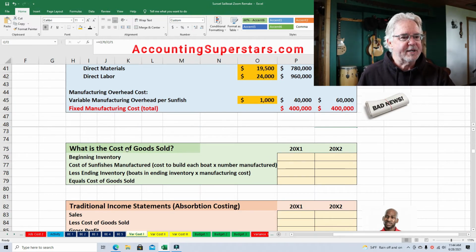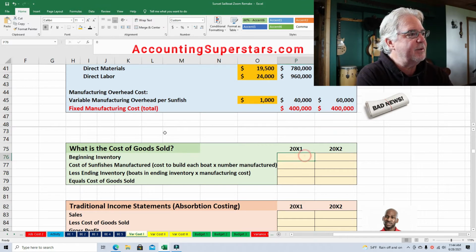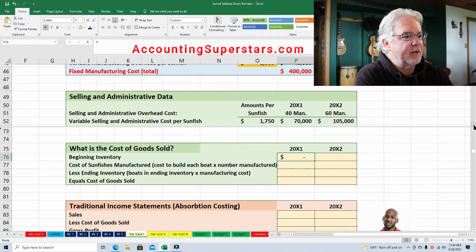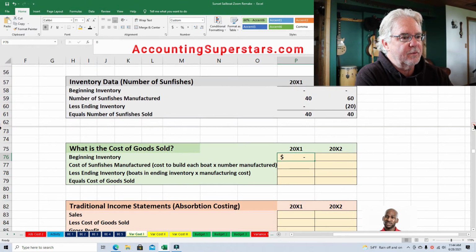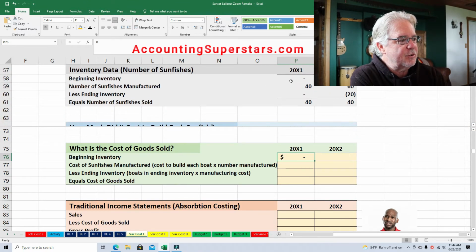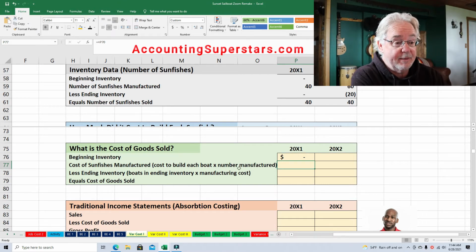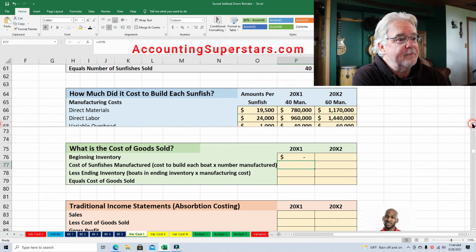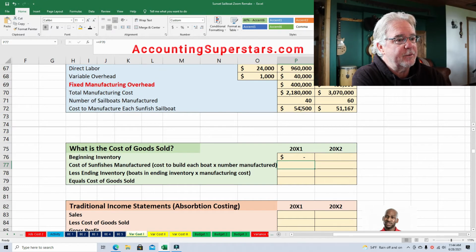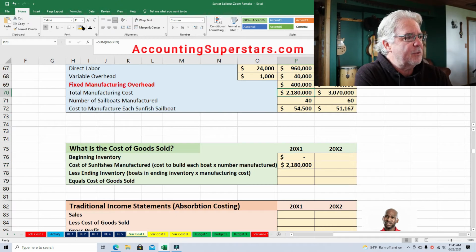All right, so what is the cost of goods sold? Well, the beginning inventory was 0. Let's go to this chart here to help us out. So beginning inventory was 0. Cost of sunfishes manufactured. Now I've got a note here: cost to build each sailboat times the number manufactured. So let's see how much it costs to build each sailboat. Well, here we go. 54,500 times 40 boats. And we happen to get that same number right there too.